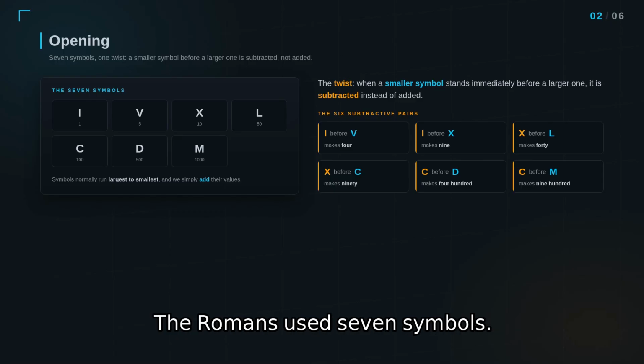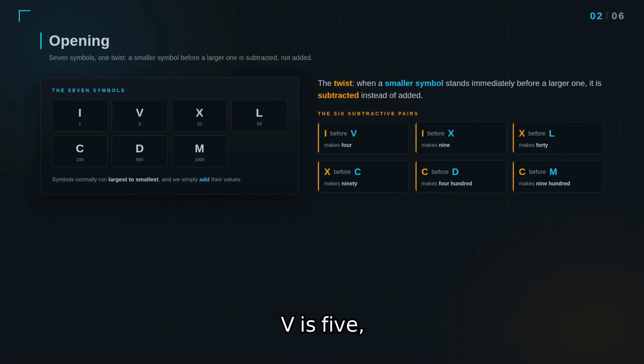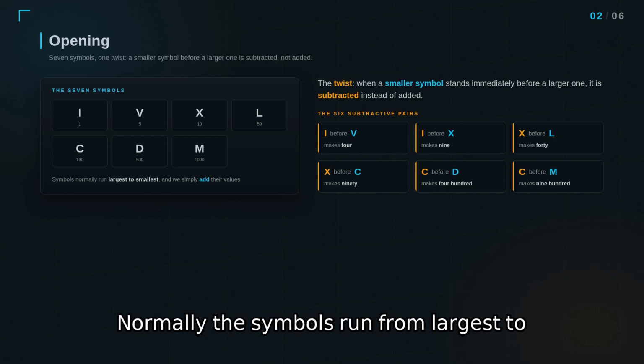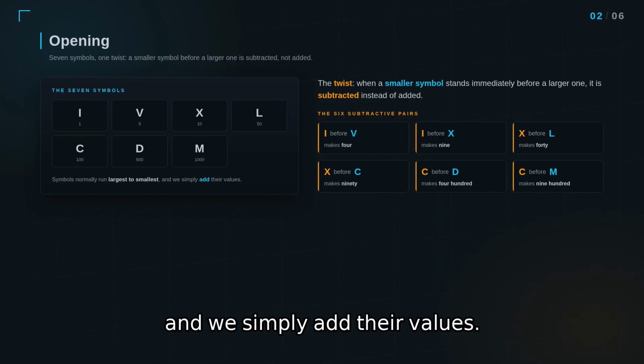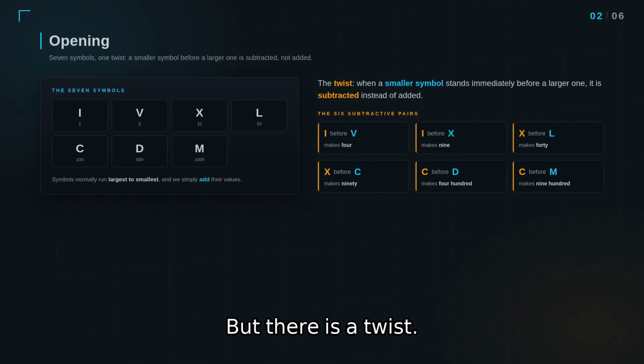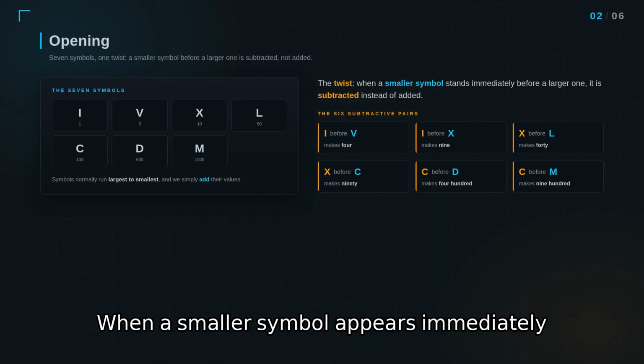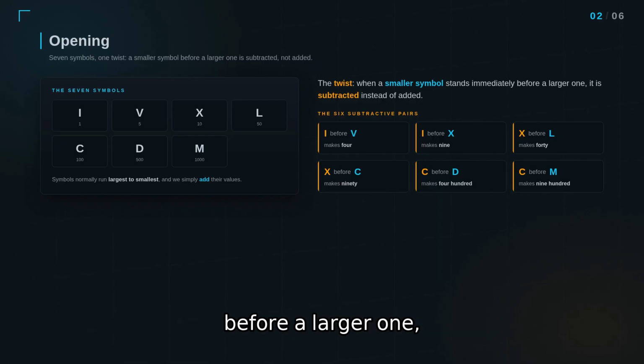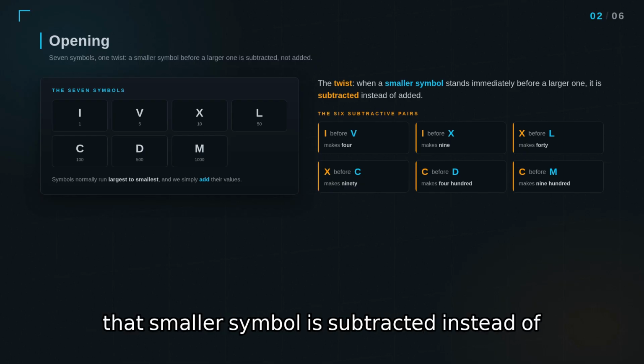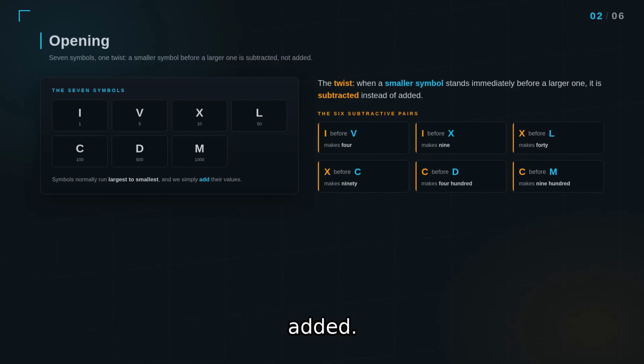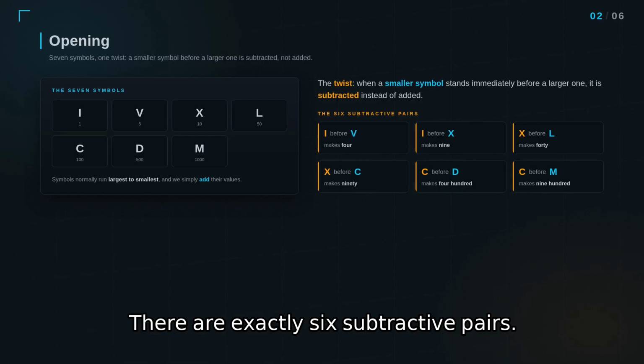The Romans used 7 symbols. I is 1, V is 5, X is 10, L is 50, C is 100, D is 500, and M is 1000. Normally, the symbols run from largest to smallest, and we simply add their values. But there's a twist. When a smaller symbol appears immediately before a larger one, that smaller symbol is subtracted instead of added. There are exactly 6 subtractive pairs.